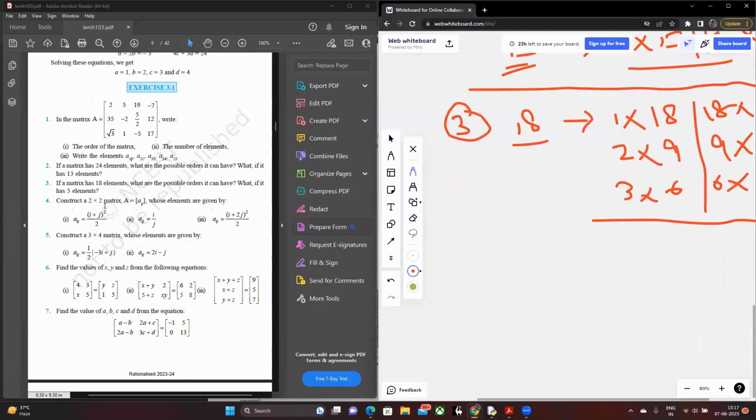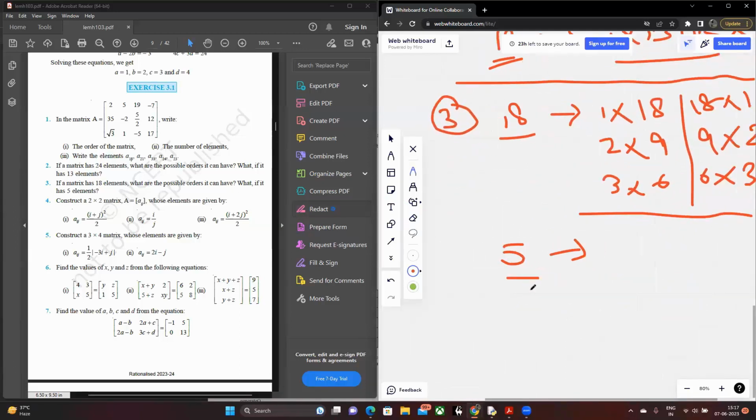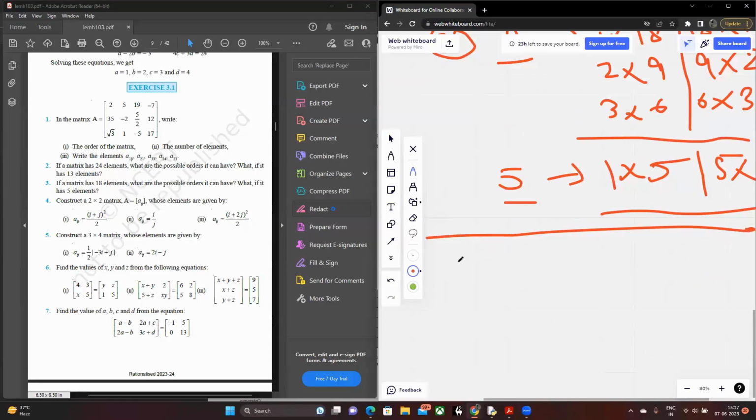What if it has 5 elements? Again, same as previously, you can have either a row matrix or a column matrix. No other possible values. That is question number 3.